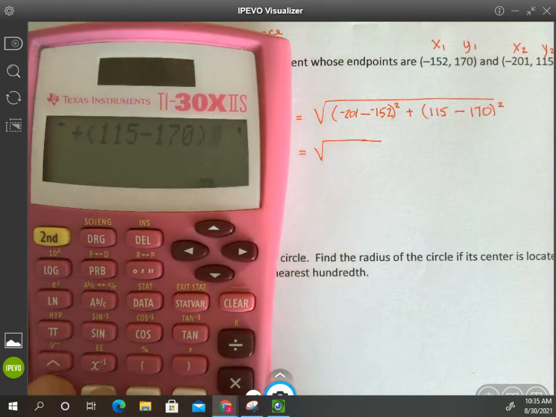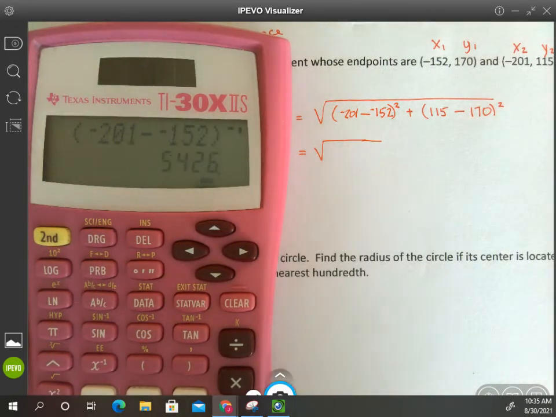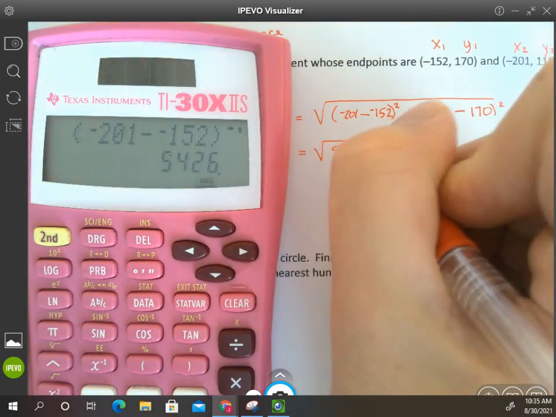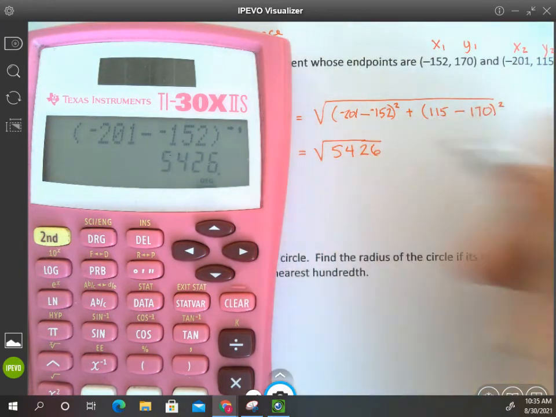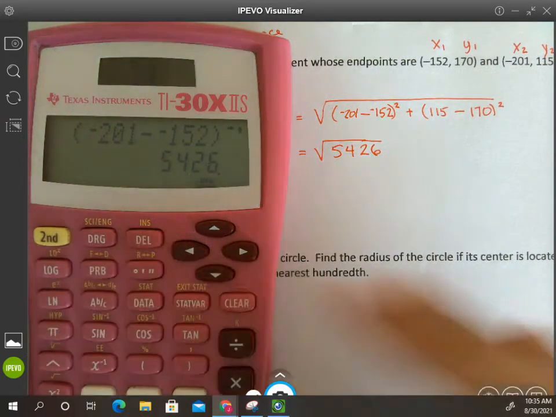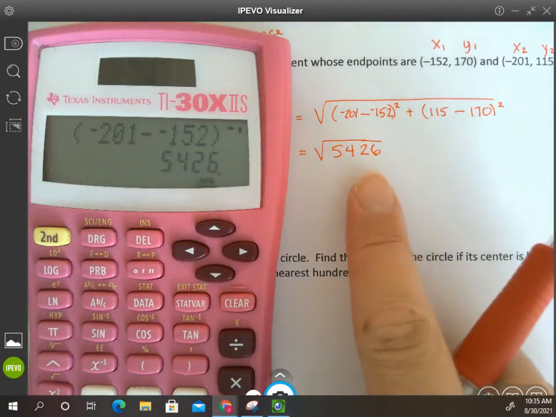Did you get Miss David? We should get this big number, 5,426. So show Mr. Adams that. But that's not our final answer, right? We still have to take the square root of it, round to the nearest tenth. Are we good with this one? Double checking negative signs.